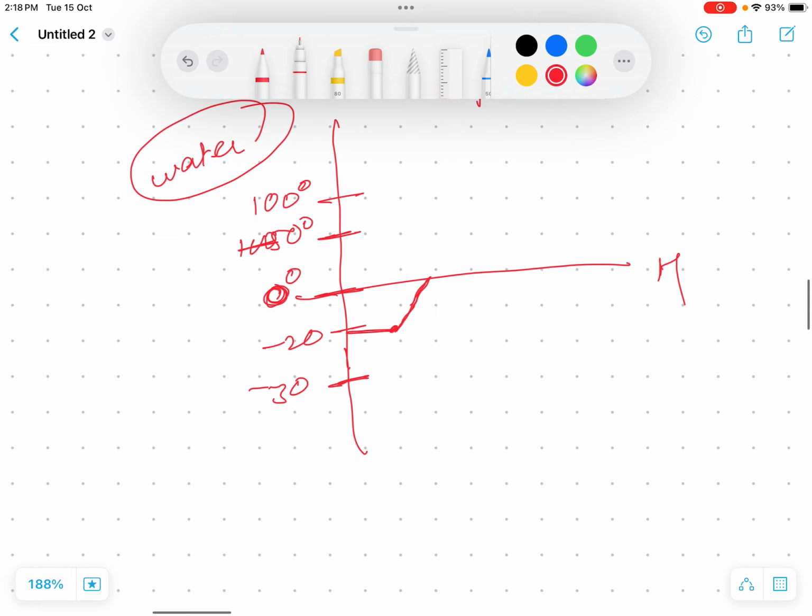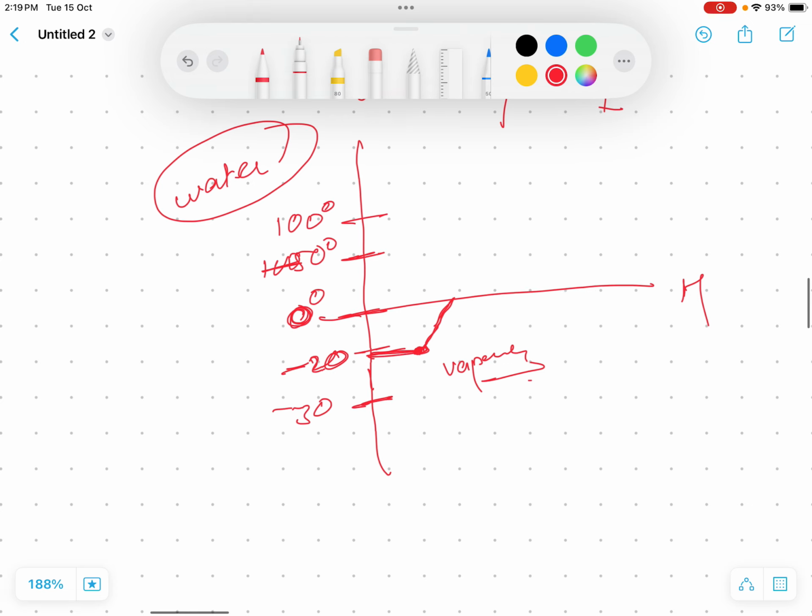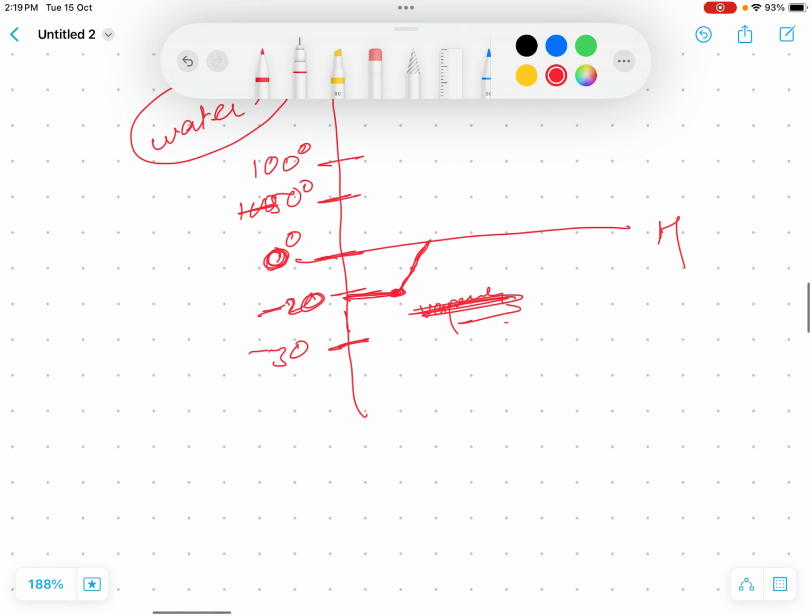Okay, so the water is at 20 degrees Celsius firstly, and if we heat the water, it is at minus degrees Celsius, exists as vapor phase, right? So it is at vapor phase.